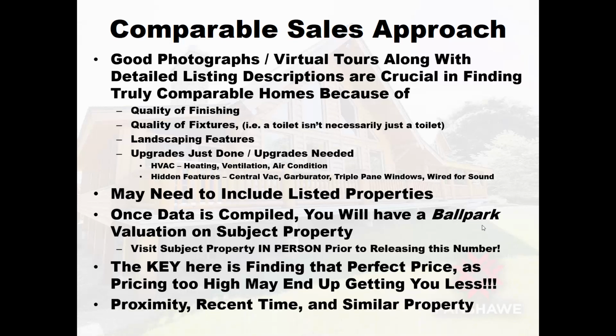And here are those 3 big things I was talking about. I didn't say geography. I said proximity. Proximity, recent time, similar property. So what does this all come down to? What kind of comparables are you going to use? Ones that are close, ones that have sold recently, and ones that are similar.